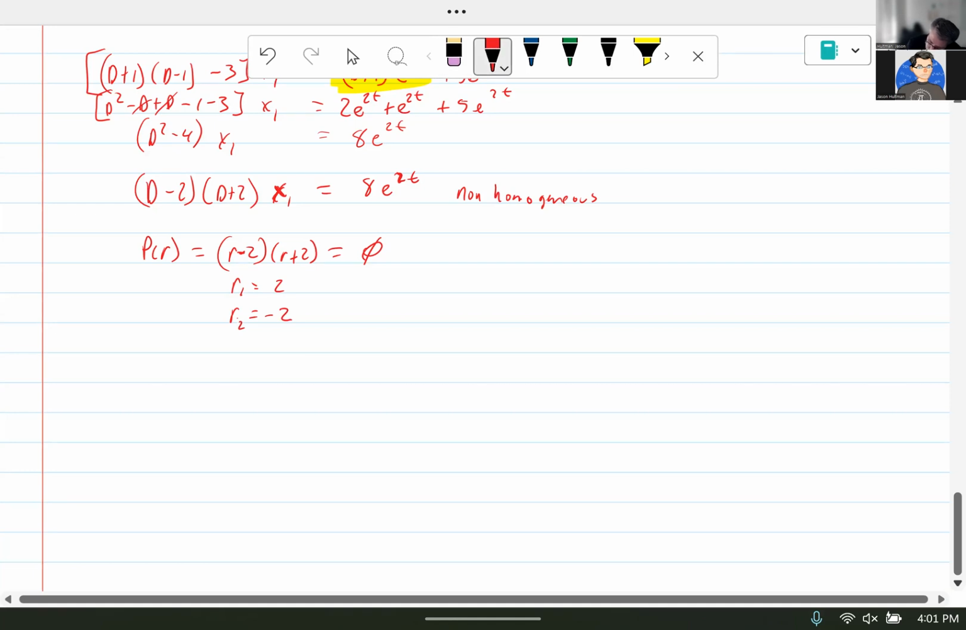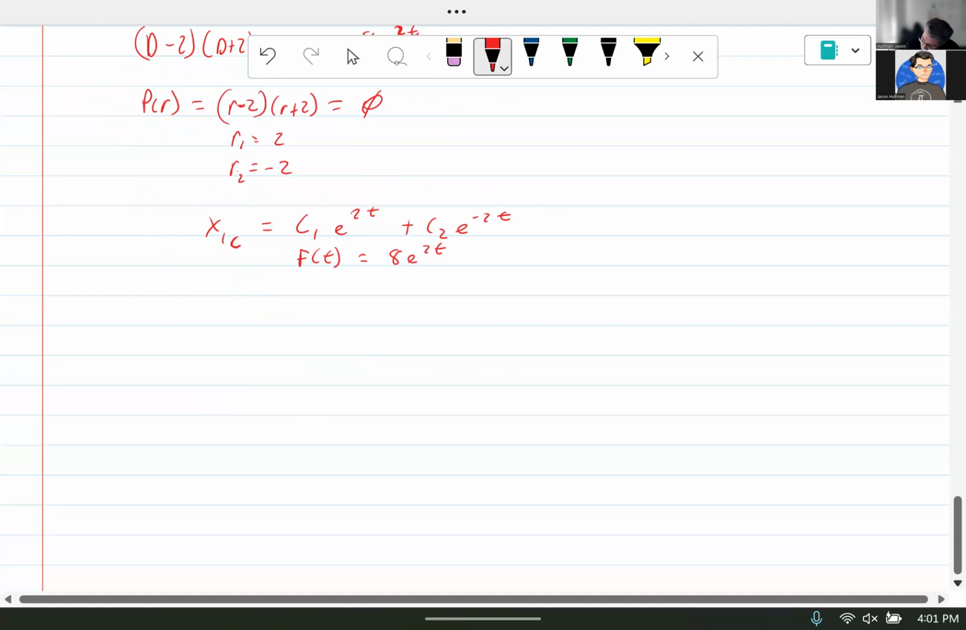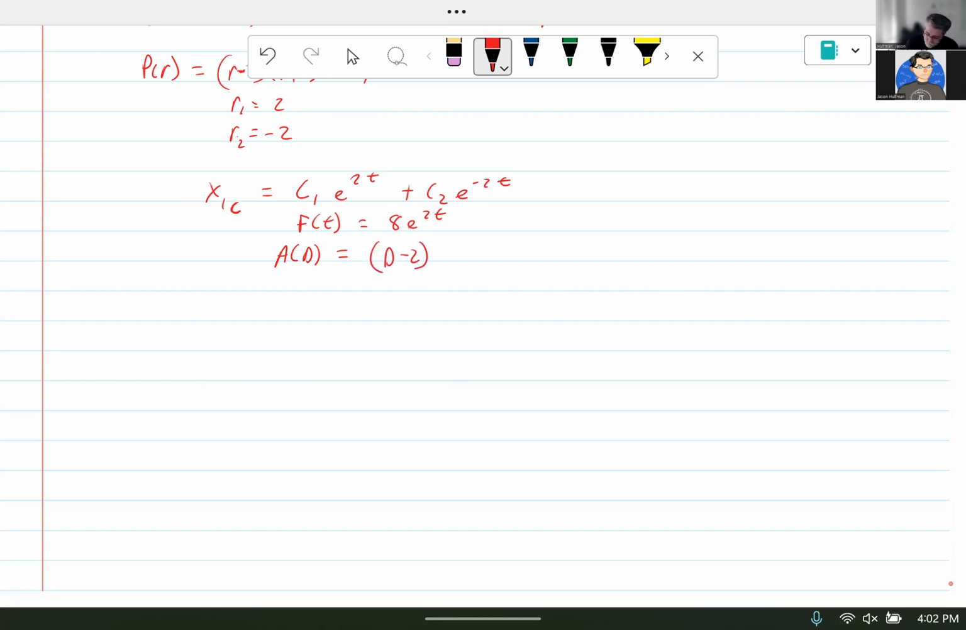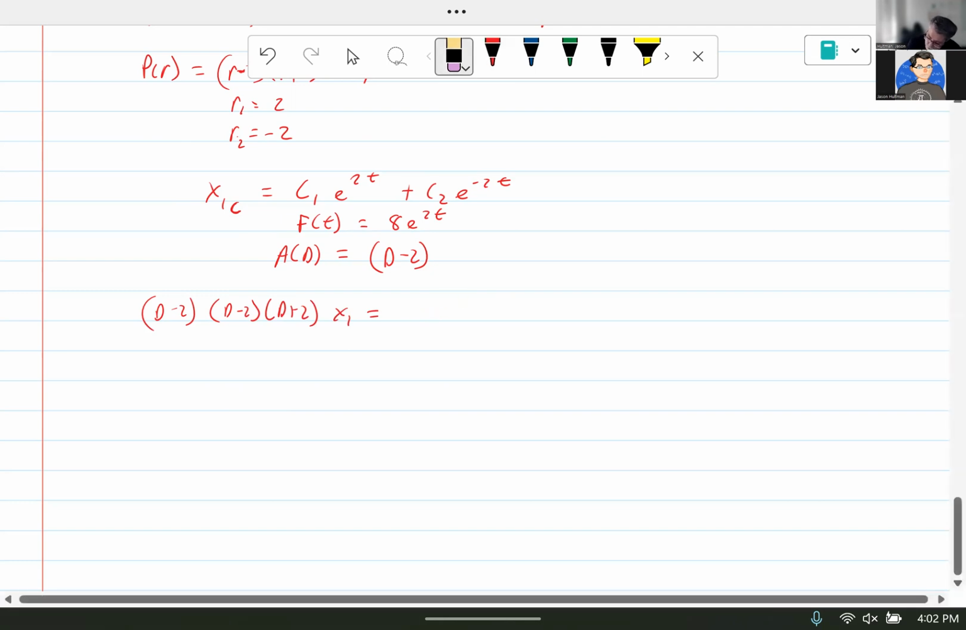So we know that x1 complementary is equal to c1 e to the 2t plus c2 e to the -2t. We know that our function f of t is equal to 8e to the 2t. So I need my annihilator. A(D) is going to be equal to d minus 2, since this is e to the 2t. I'm going to plug that back into my equation, and I get (d minus 2)(d minus 2)(d plus 2) on x1 is equal to 0. We annihilated the right side, so it goes to 0.